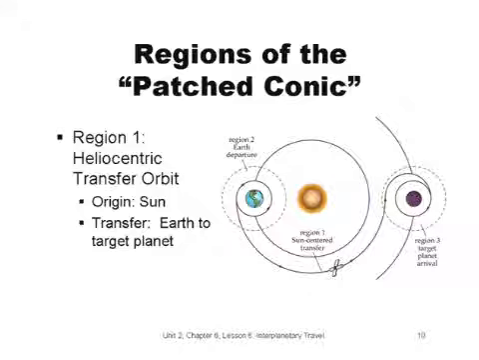In this figure, you can see the 3 regions associated with our patched conic approximation. The blue circle and arc represent the orbits of Earth and the target planet around the Sun, respectively. Region 1 is the Sun-centered transfer orbit from Earth to the target planet. This is basically a glorified Hohmann transfer. Region 2 is Earth departure.